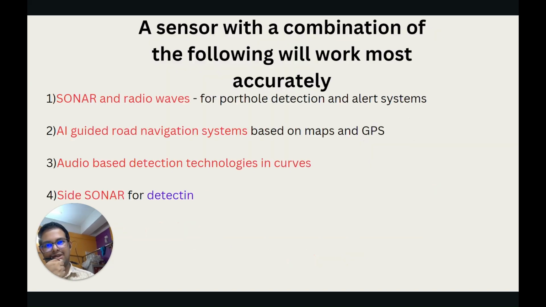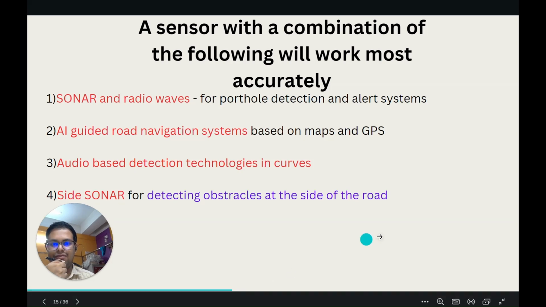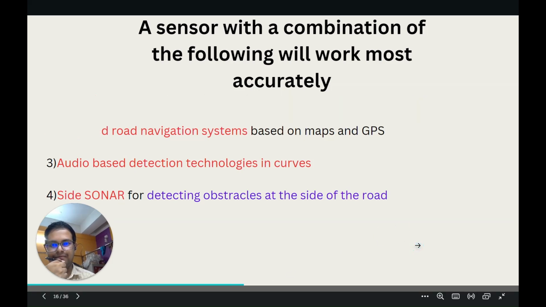So a sensor with a combination of the following will work most accurately. The first one is sonar and radio waves. It should be integrated with AI-guided road navigation systems and audio-based detection technologies in curbs and side sonar for detecting obstacles at the side of the road.